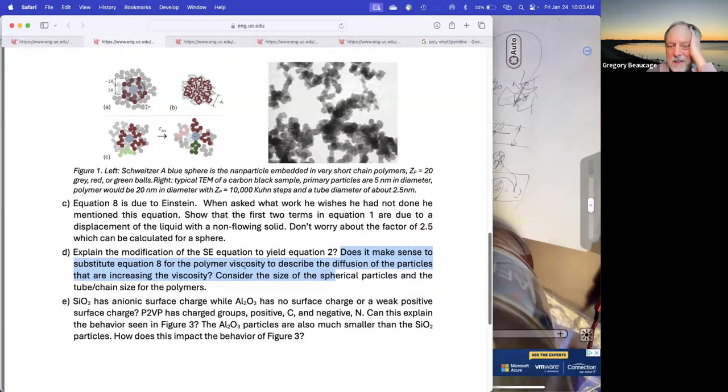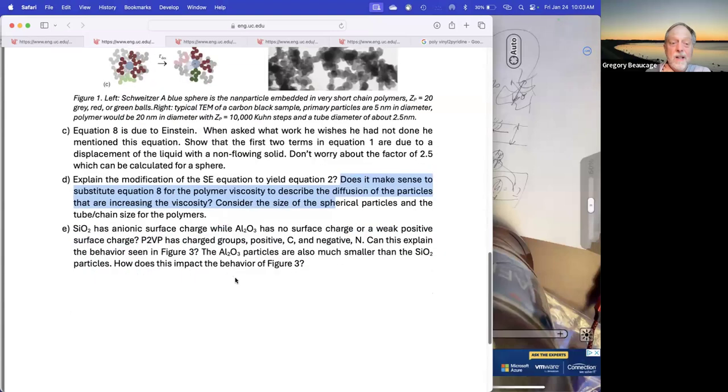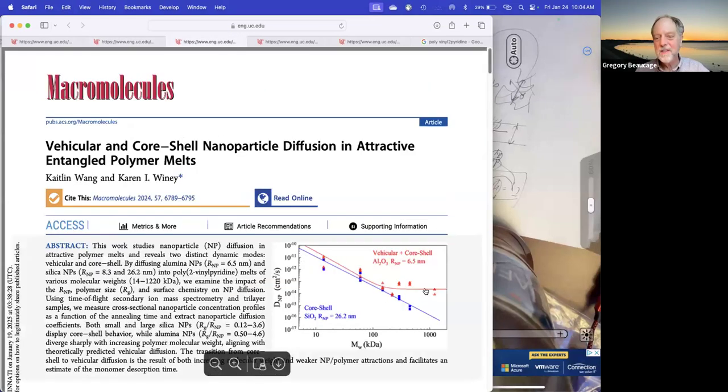I'm asking you to consider these things: does the modification of Stokes-Einstein still make sense? Does even thermal diffusion make sense when you have a system so viscous with such large particles? The last thing is the charges, like I said, SiO2 has strong charges, Al2O3 has almost no charges. So can that explain what's going on? Can that explain where you see that deviation? And then also the particles are smaller.